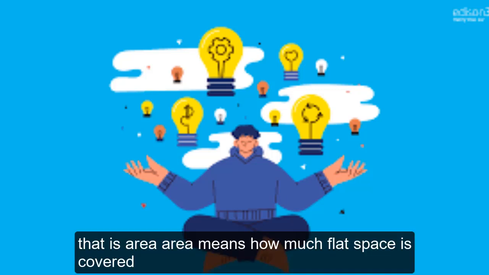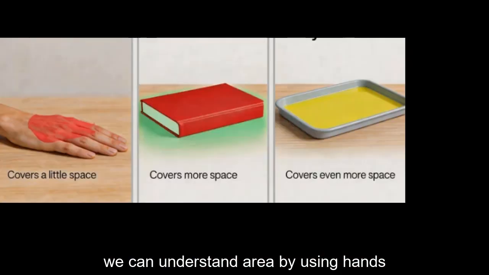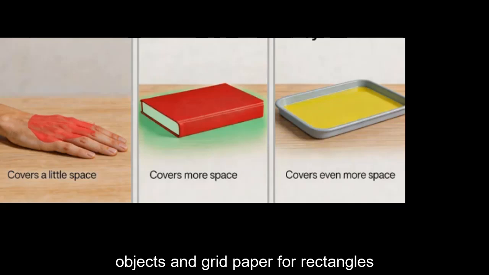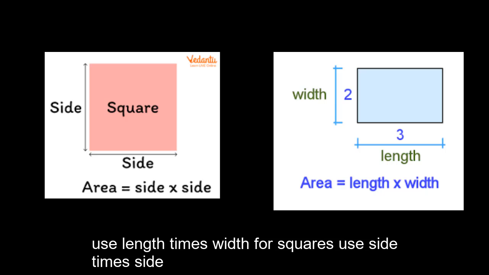That is area. Area means how much flat space is covered. We can understand area by using hands, objects, and grid paper. For rectangles, use length times width. For squares, use side times side.